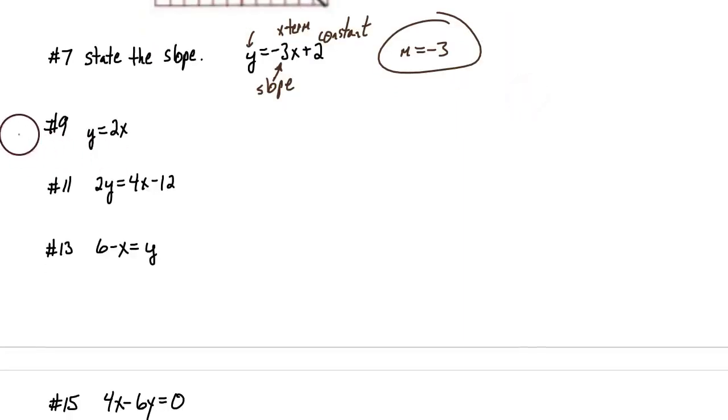Number 9 is also in that format where the letter y is alone, and then there is an x term and a constant term, although the constant term is just a 0. The slope is the coefficient of the x term, so our slope is 2.